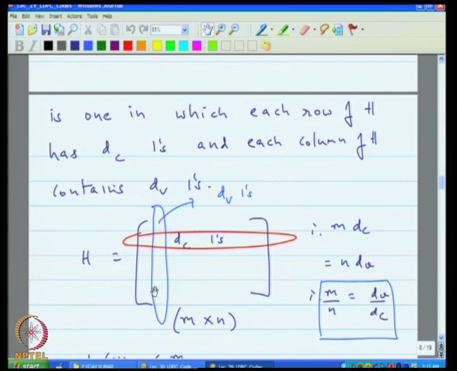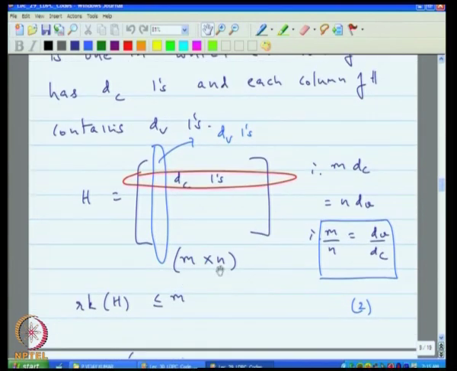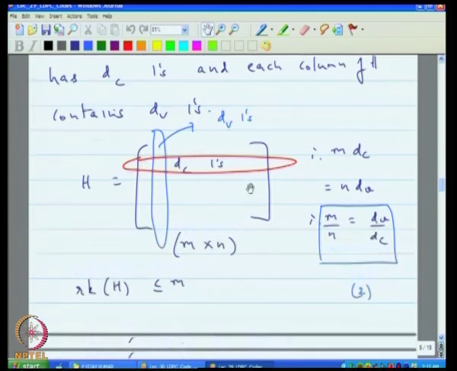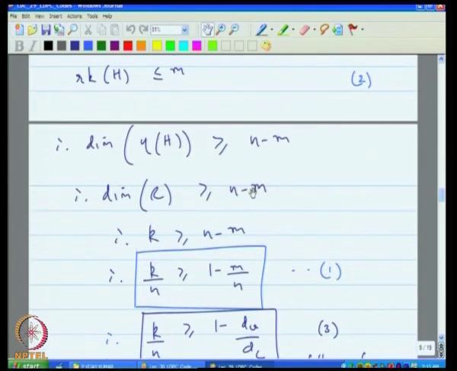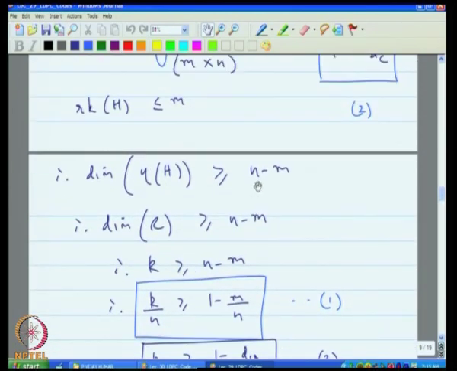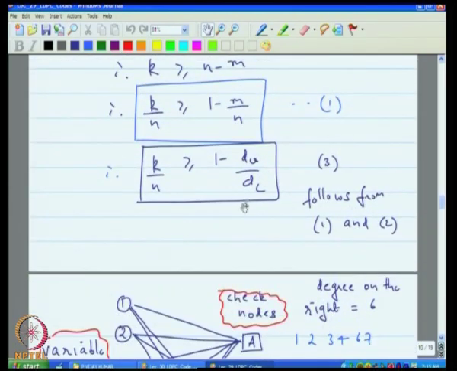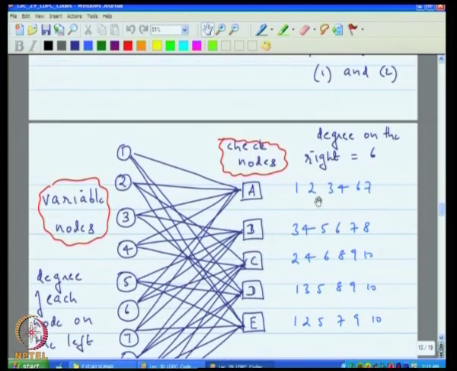If the matrix is of size m by n, there is a simple relationship which you obtain by counting the number of ones in this matrix in two different ways. From that you can derive a simple inequality relating to the rate of the code, namely that the rate of the code is greater than or equal to 1 minus dV by dC, and this is called the design rate of the code.